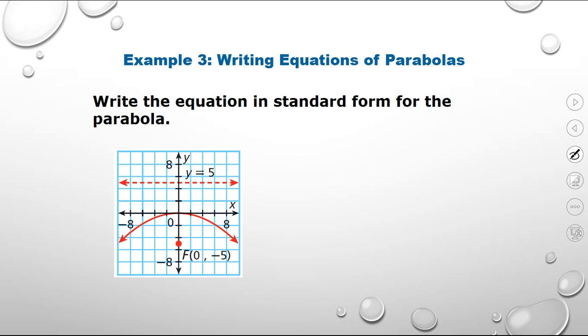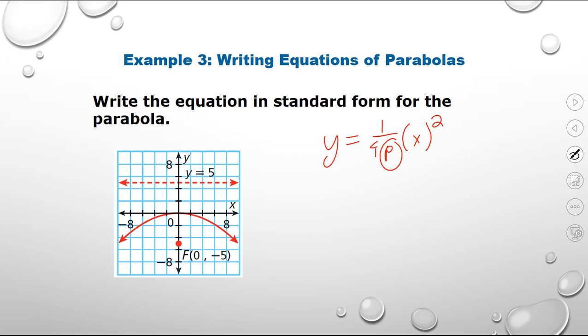All right. So first and foremost, look at our parabola and tell me, is this a vertical or horizontal parabola? Well, it's opening downwards. This is a vertical parabola because a horizontal one would open sideways. So it's vertical, which means we're going to be using the equation y equals 1 over 4p x squared.